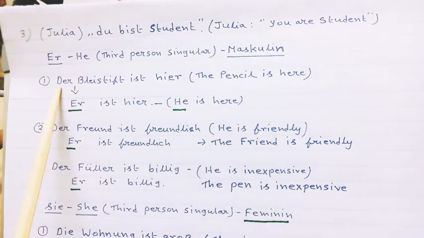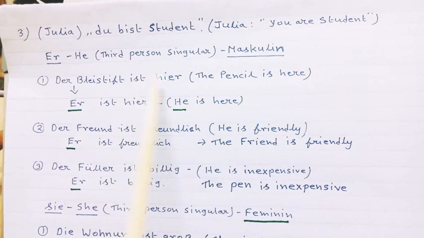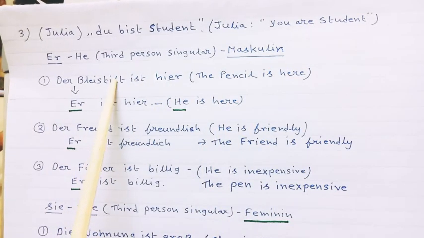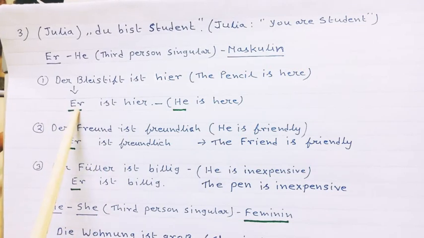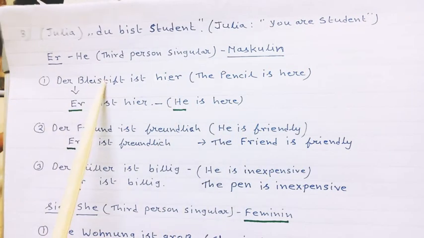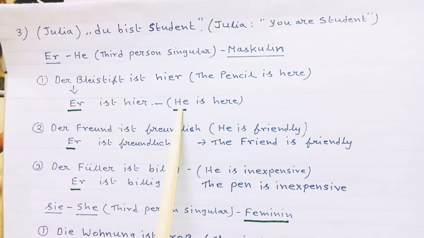Masculine. Der Bleistift ist here. The pencil is here. Der Bleistift. When we replace the noun by pronoun, that will be er. Er ist here. He is here.